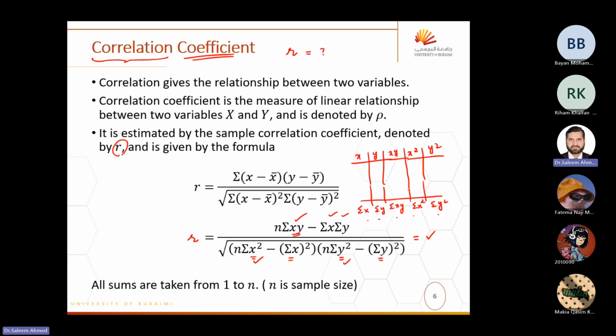Now all these sums are taken from 1 to n. What do we mean? The values of X are x1, x2 up to xn. Similarly, y1, y2 up to yn. So we are taking these sums. When I write sum of X, it means I'm taking the sum of all values xi from 1 to n. So in short, instead of writing that, we can write just sum of xy. It's automatically known that the sum will go from 1 to n. Okay, so this is what we mean by this statement here.